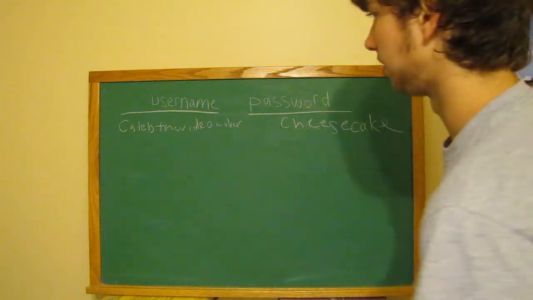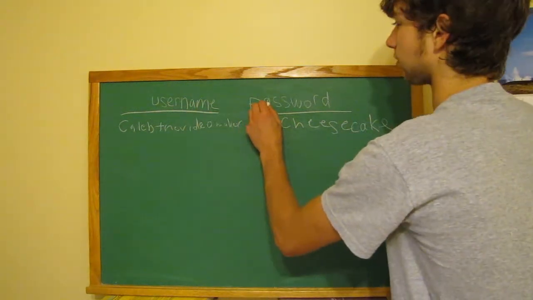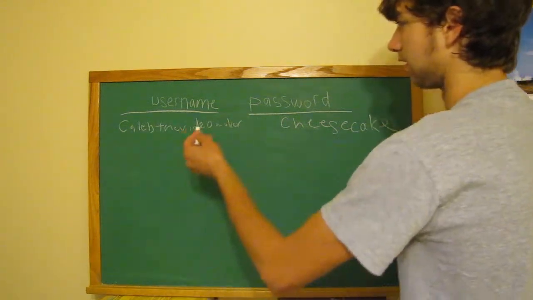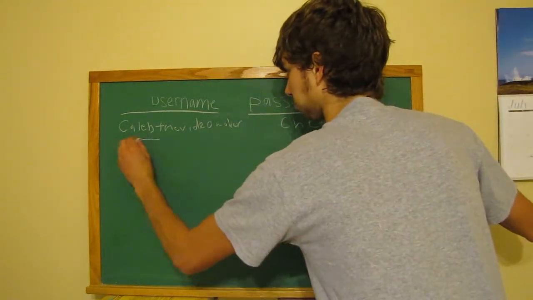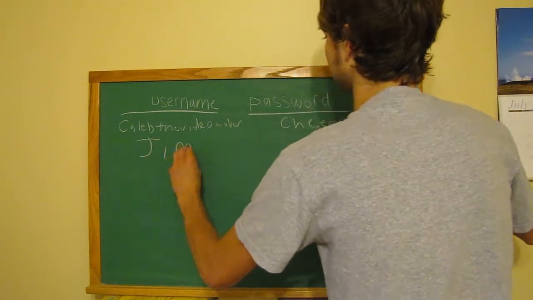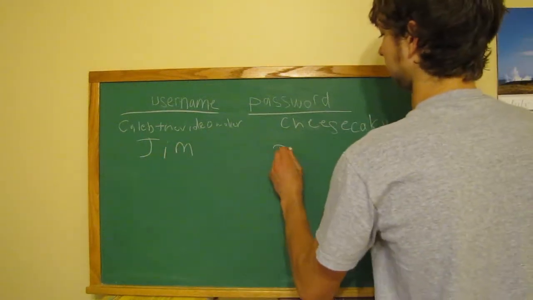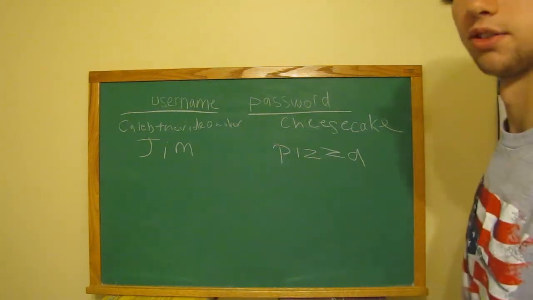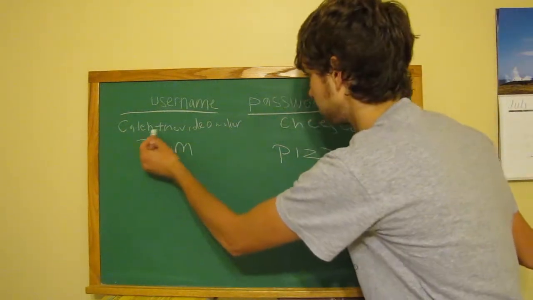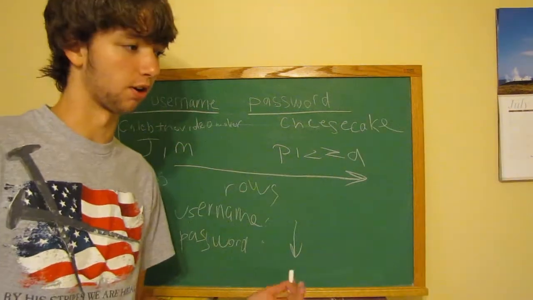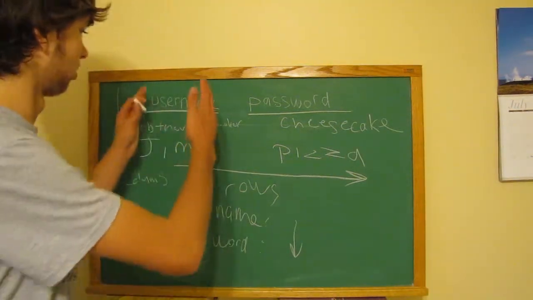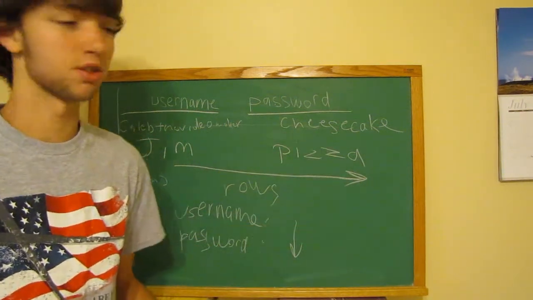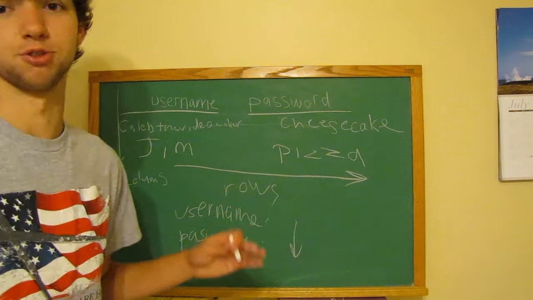So what you call these are columns right here. So let's say you have another username. I'll just make it simple. Jim, and his password is pizza. Alright, so now these are rows. So you just got to remember that a column is an individual group of data, like just the usernames, just the passwords, and the rows are each individual entry.